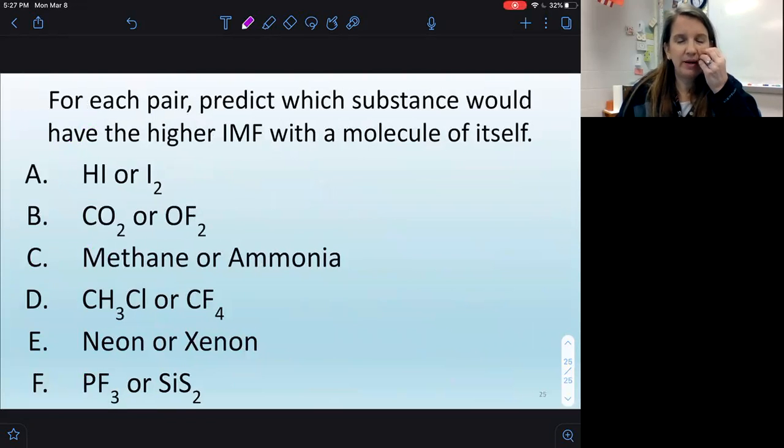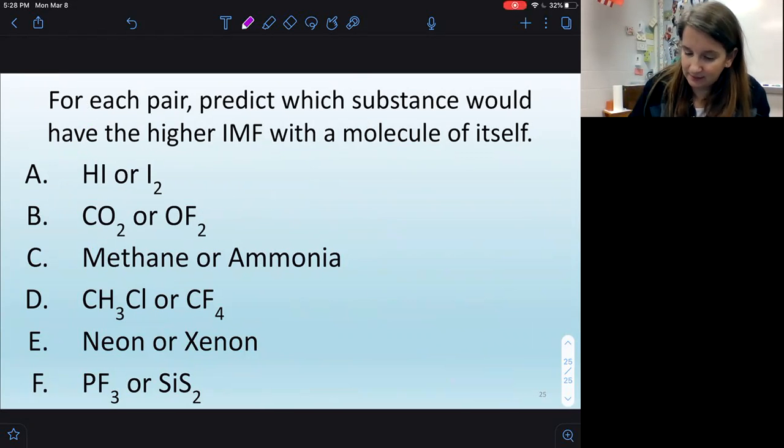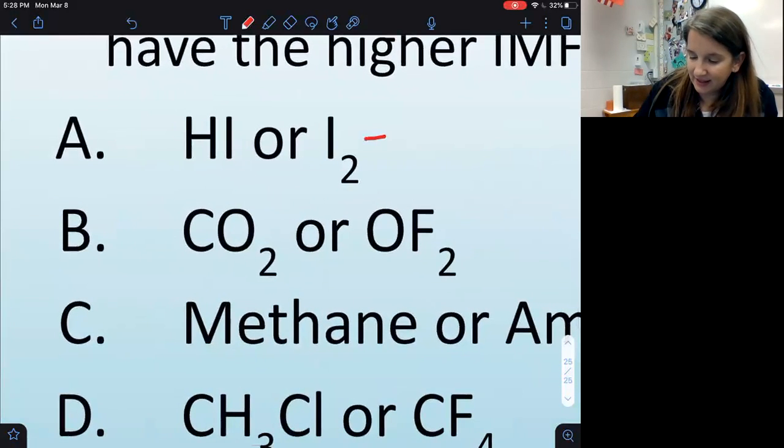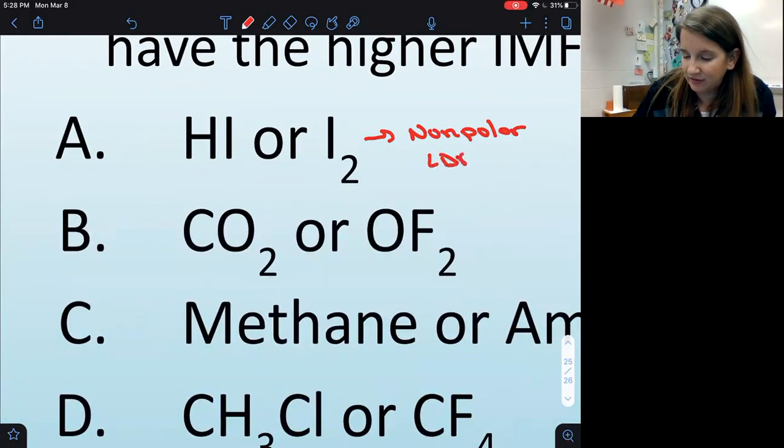So here it says, for each pair, predict which substance would have the higher IMF with the molecule of itself. So again, you're trying to decide whether or not something is going to be polar or non-polar, okay? If it's polar, it would have dipole-dipole interactions or hydrogen bonding. If it's non-polar, it would have LDFs. Well, I can look at something like I2 really quick and see that that is going to be something bonded to itself. So that would be non-polar, which means this has to be LDF.